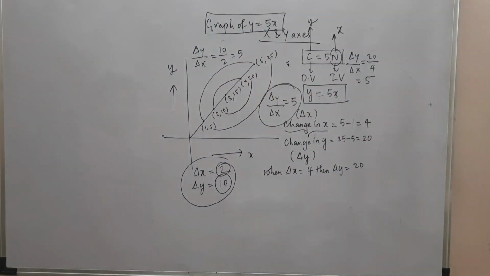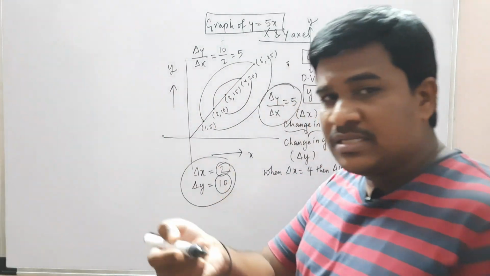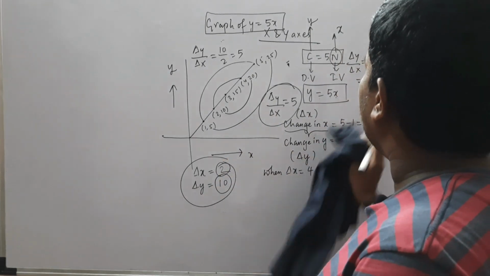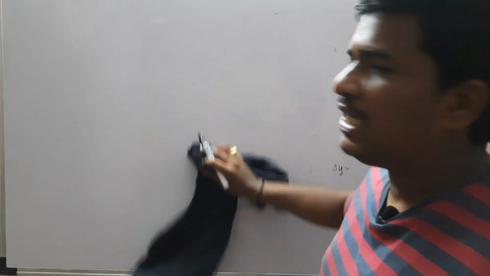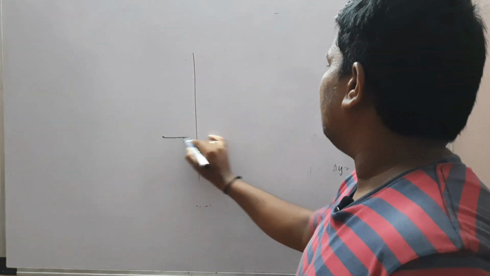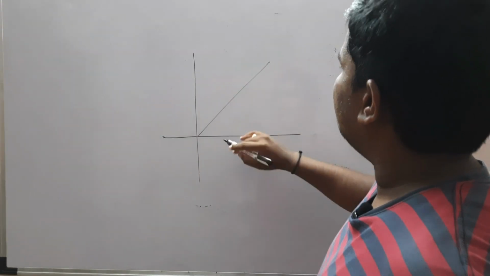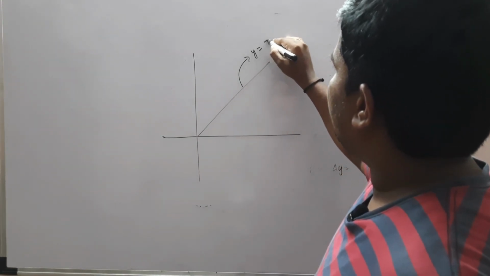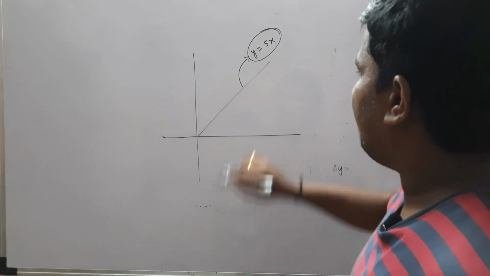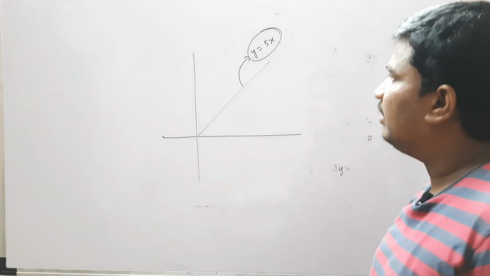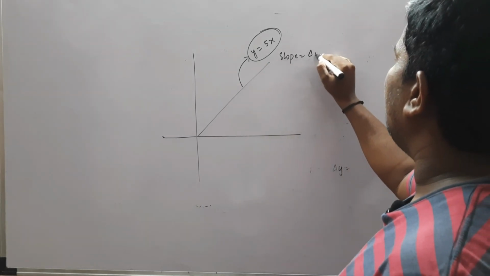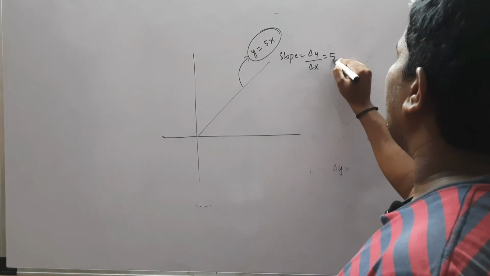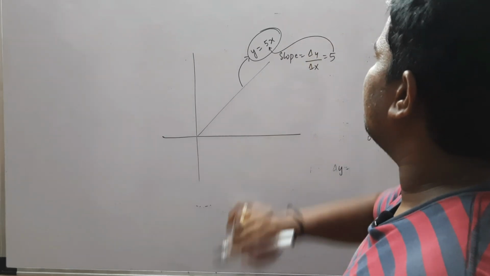This delta y by delta x, the ratio of delta y to delta x, is called the slope of this particular straight line. So we got a straight line according to the equation y equal to 5x, for which the slope delta y by delta x is found to be 5. That 5 is nothing but this 5.